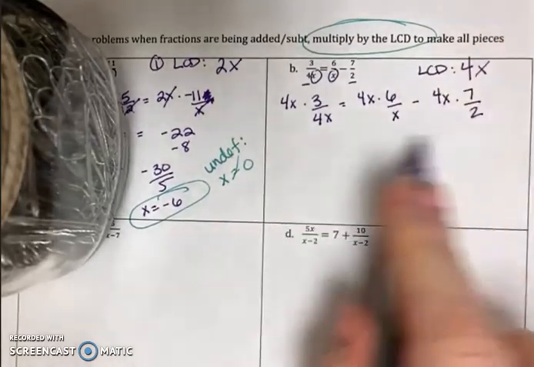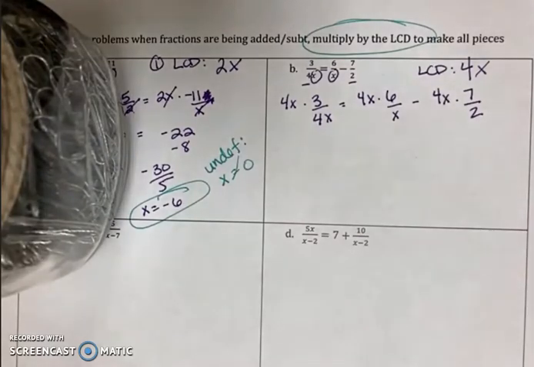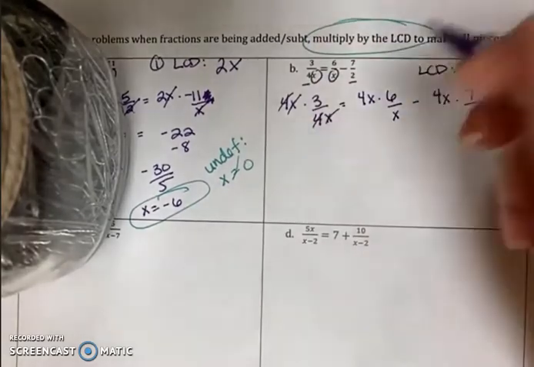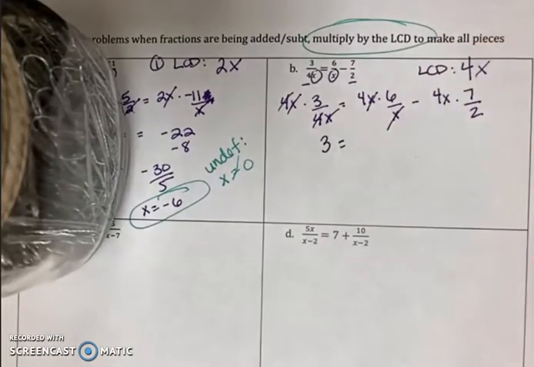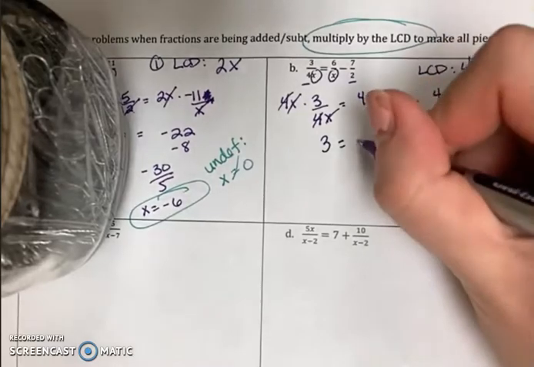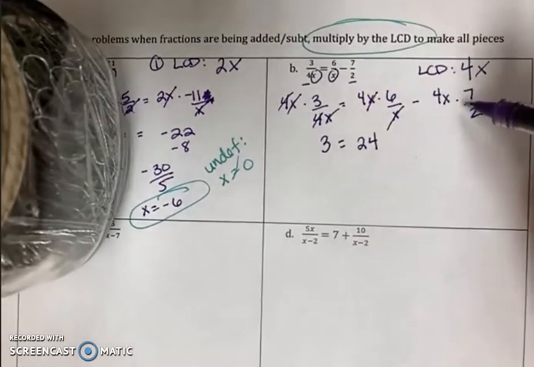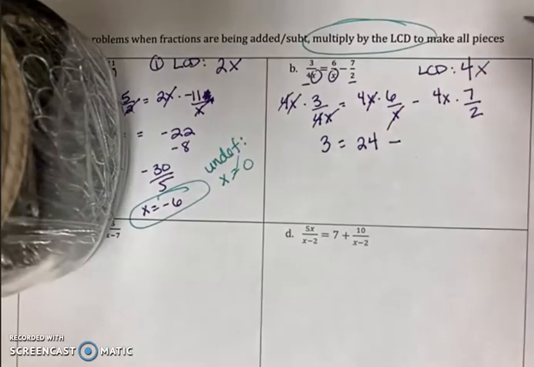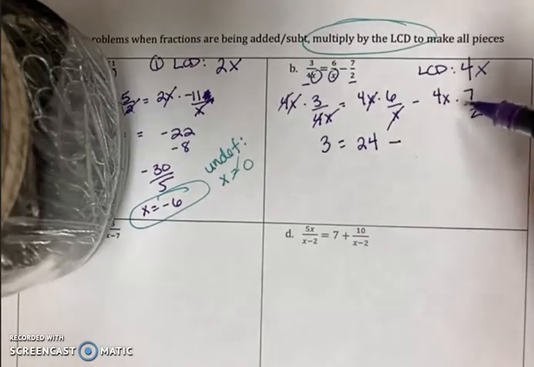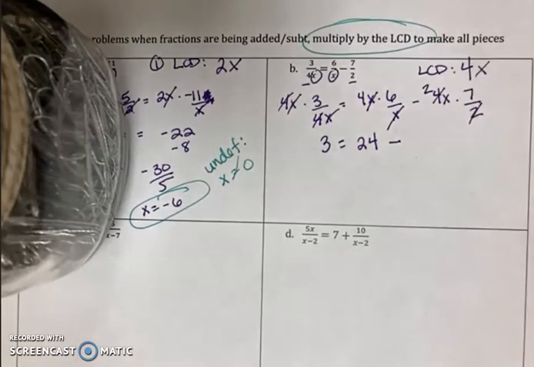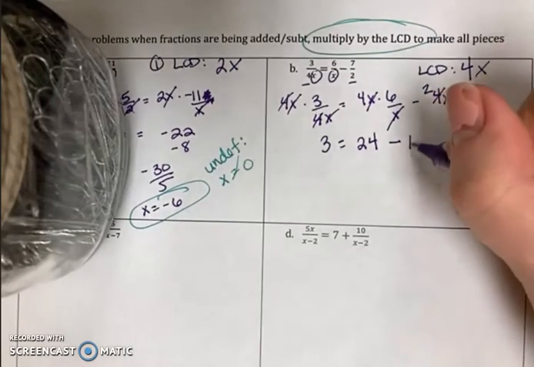You don't always have to write out this step. Eventually you'll get to the point where you'll just do it in your head, but I just want to show it to you for now while we're still getting used to it. So in the first term, the 4s cancel and the x's cancel. So I'm just left with 3. In the second term, the x's cancel. So I have 4 times 6, which is 24. And then over here, the last term, I'm subtracting. Nothing cancels, but we can simplify. 4 divided by 2 is 2. So I have 2x times 7, which is 14x.